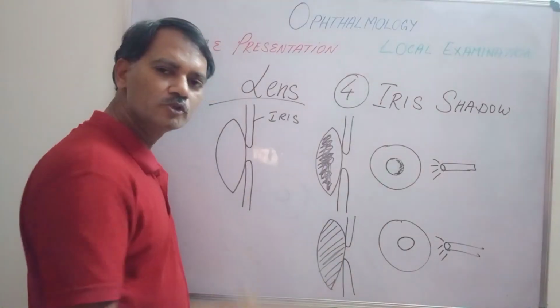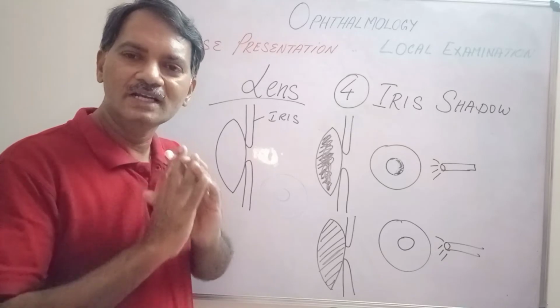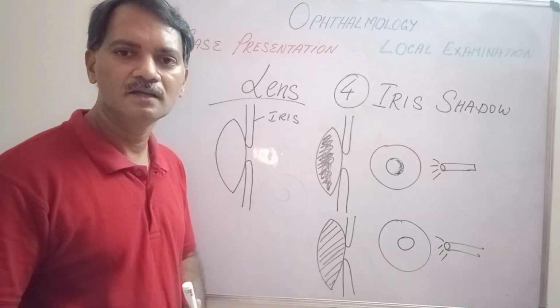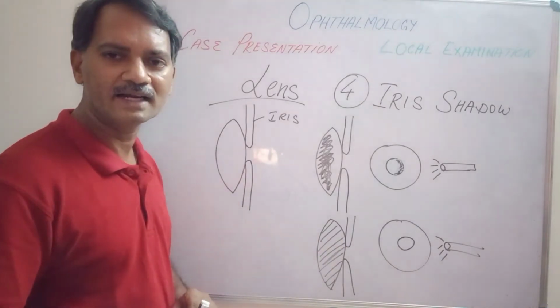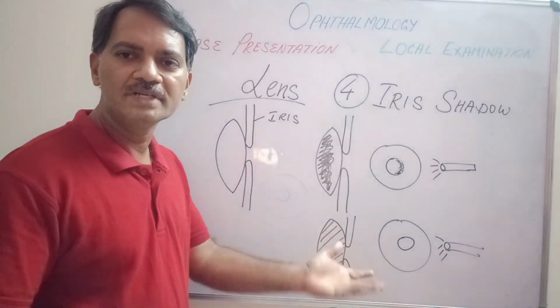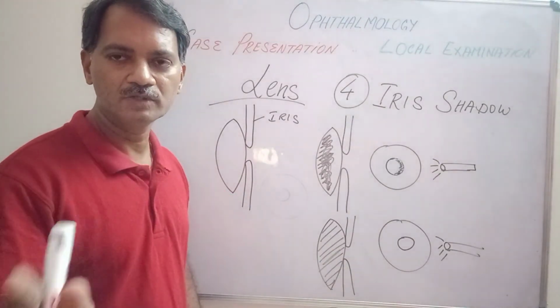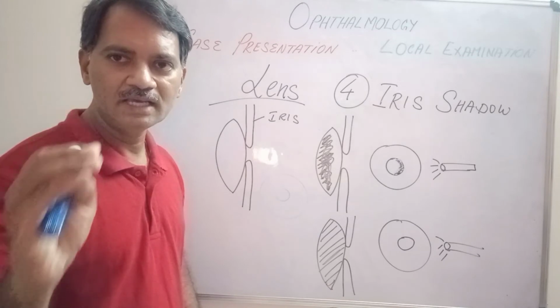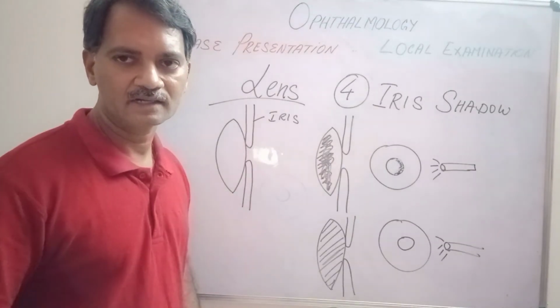In case of mature cataract, where the full lens is opacified, there are no clear lens fibers at all. There are no clear lens fibers between the iris and the cataractous lens. So if you put light, you cannot appreciate this shadow. No shadow means mature cataract. If you see an iris shadow, then it is an immature cataract.